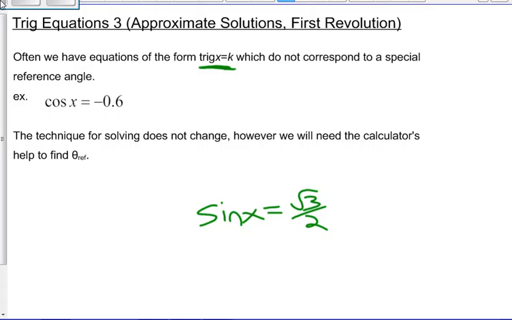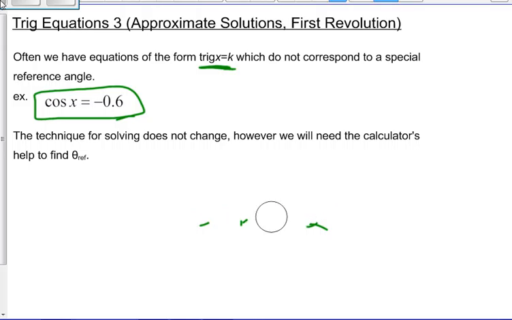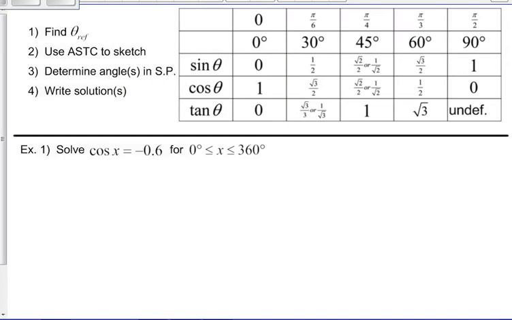So here's an example. Cosine x is negative 0.6. It's not in the table. But our technique for solving doesn't change. We'll just need the calculator's help to find the reference angle. So let's try one. Cosine x equals negative 0.6, and we're only solving for the very first revolution, from 0 to 360. We're working in degrees.